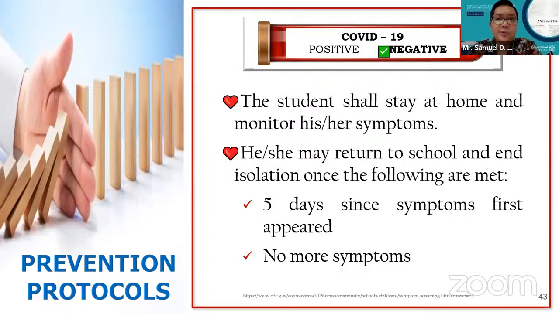If the result of the test is negative, okay, students, you should stay at home and monitor your symptoms. And you may return to school and end isolation once the following are met: 5 days since symptoms first appeared and you have no more symptoms. Okay, so even though the result is negative, you still need to monitor your health, and you can only report to school at the soonest after 5 days and when you have no symptoms.